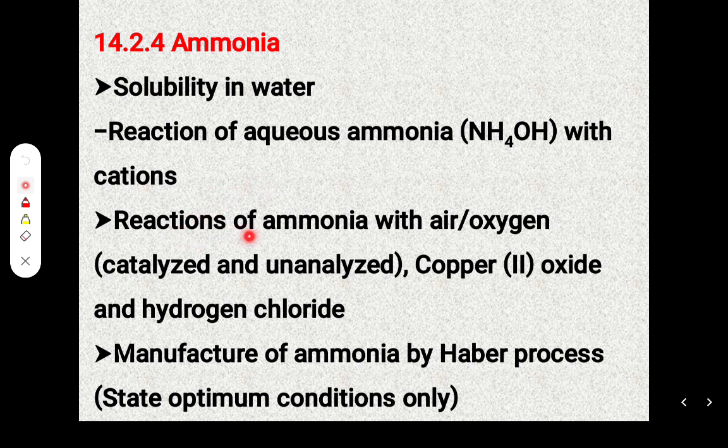And then we look at reactions of ammonia with air, especially oxygen, using a catalyst and without a catalyst, then copper oxide and hydrogen chloride. Then we look at manufacture of ammonia by the Haber process. We shall emphasize the optimum conditions, such as use of pressure, temperature, and the catalyst.